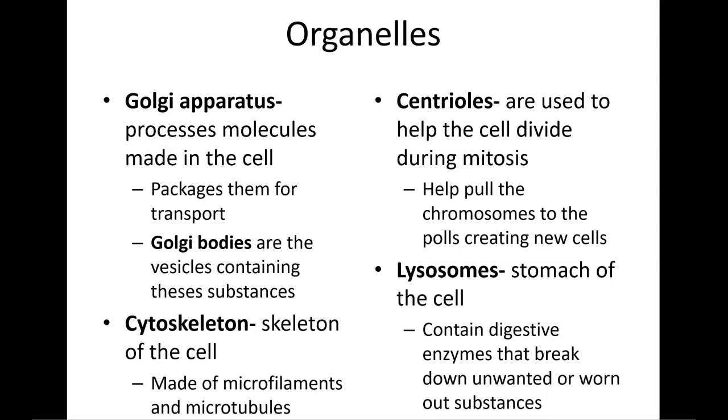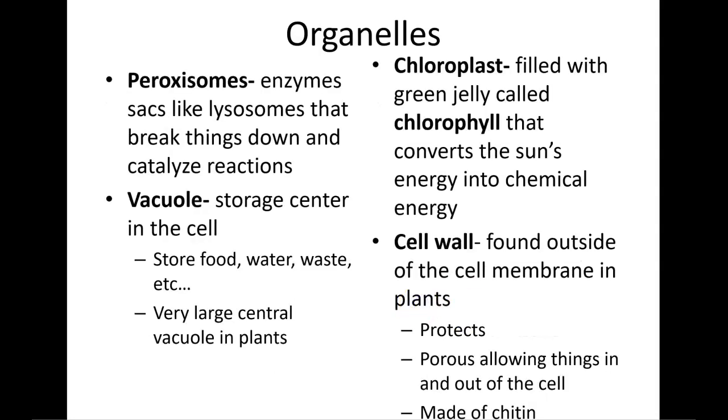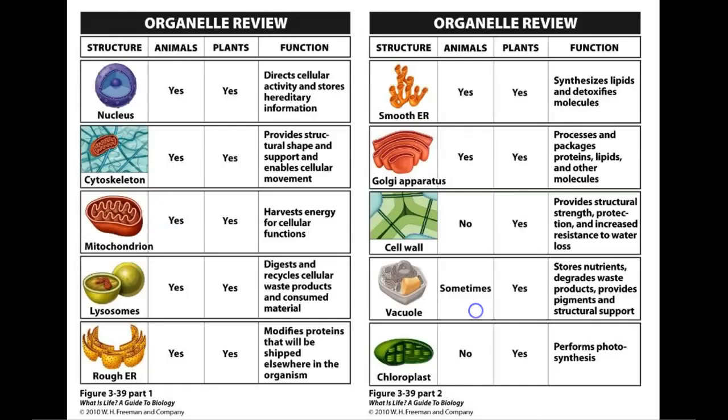Centrioles are only going to be found in animal cells. Remember, they're going to help pull chromosomes to one side or the other during mitosis. We discussed lysosomes. Peroxisomes are going to be enzymes that are found in vesicles or sacs. They're like lysosomes, but they break down different things and help catalyze reactions. These are also going to be very important in breaking down alcohols in the body. We talked about vacuoles, chloroplasts, and cell walls. And our overview again. That's going to end this part 2 of Unit 3 cells.